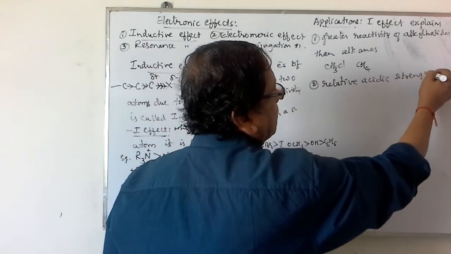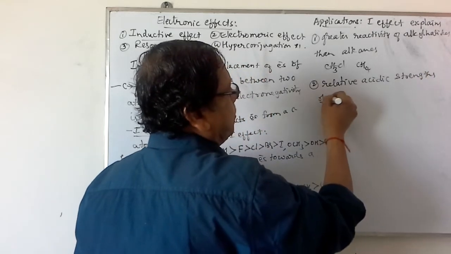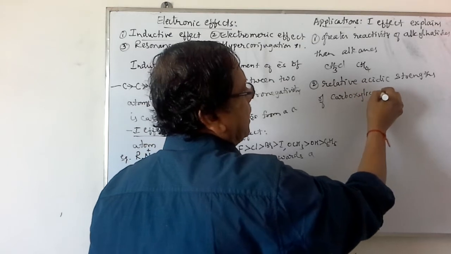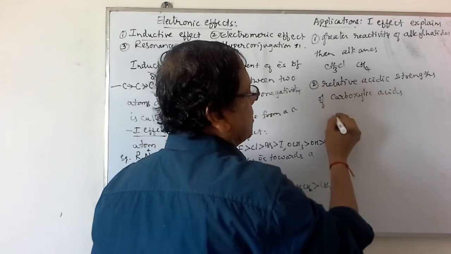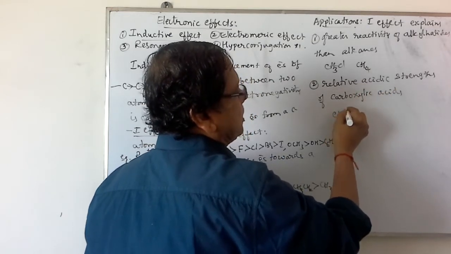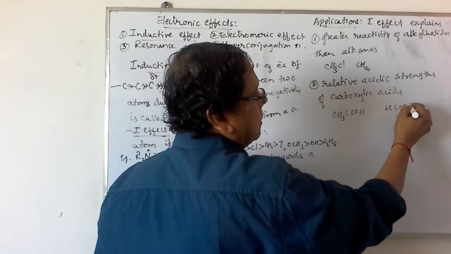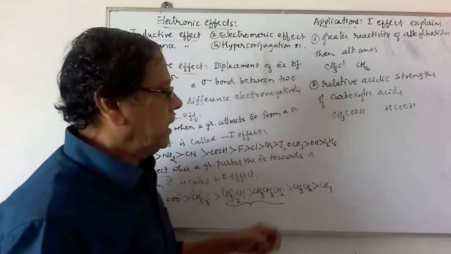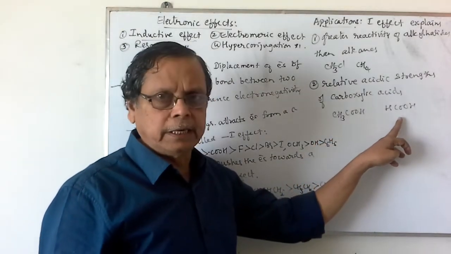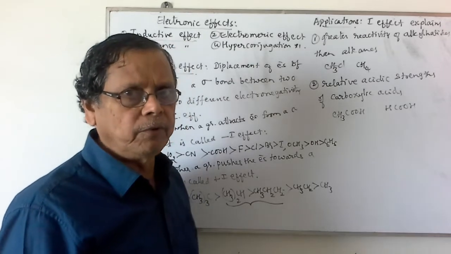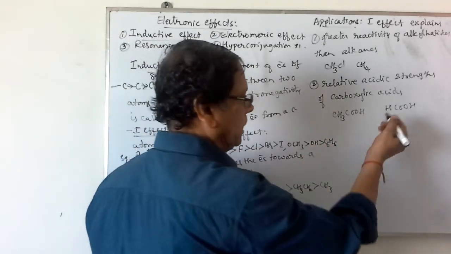Of carboxylic acids. For example, if you consider CH3COOH and HCOOH, acetic acid and formic acid, we can explain which is more reactive, more acidic, when we compare one with the other one.